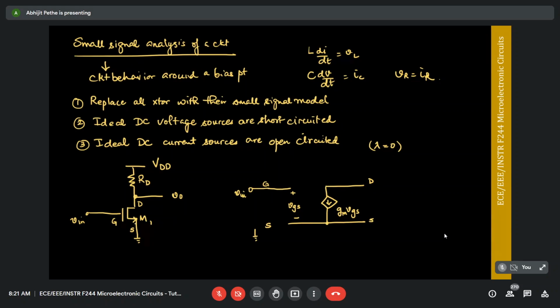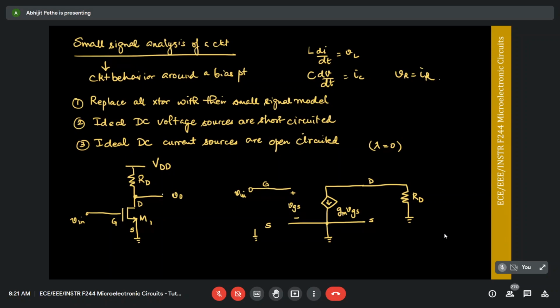Now, what do I see in this circuit? My gate terminal is connected to Vin. So Vin is applied between gate and ground. My source is grounded, right? Now let's look at the drain terminal. The drain terminal is connected to RD, and then I have RD connected to a DC voltage source. So a DC voltage source gets short circuited. So this is my ground, right?